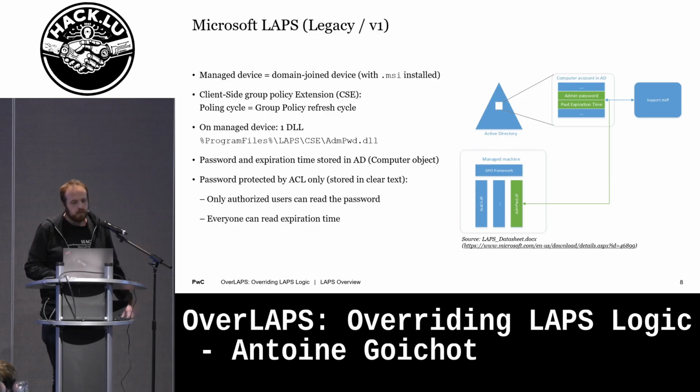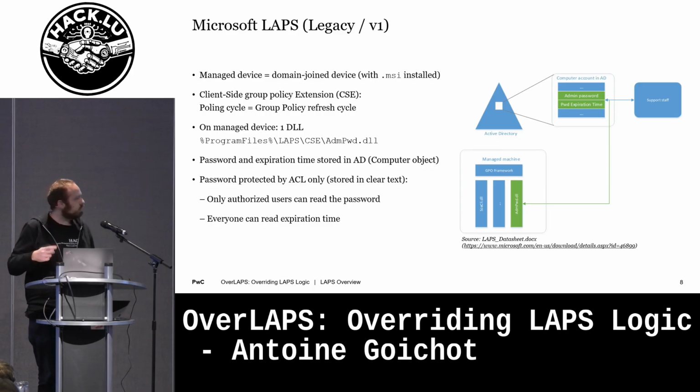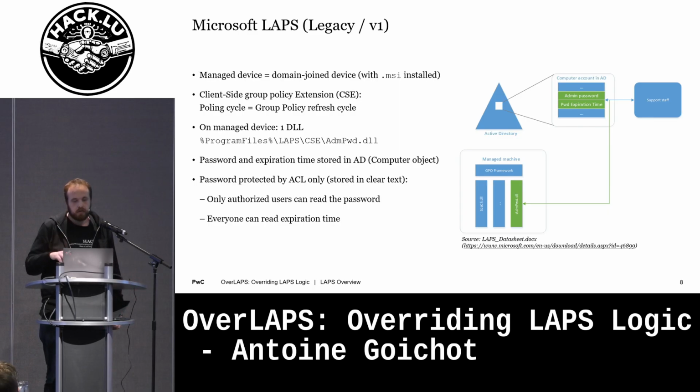So just for completeness, for LAPS V1, as I mentioned, clients are only domain joined machines. It's a client-side group policy extension, so it's refreshed with the group policy refresh cycle, by default more or less 19 minutes. It's only one DLL on the system, and passwords are stored on the computer object in Active Directory and protected only by an ACL, meaning that only authorized users can read the password. Not everyone can read the expiration time.